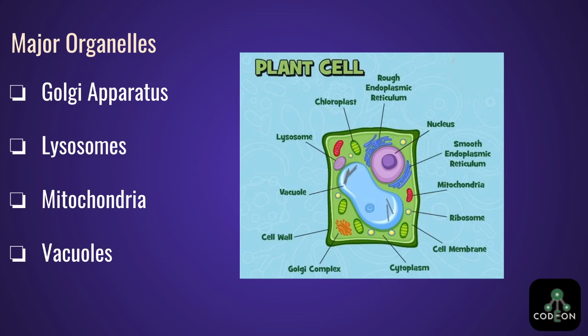And then in this picture, in the middle of the plant cell, we see vacuoles. So this is going to be a large membrane-bound storage organelle responsible for the storage of water and other substances. So in this case, for a plant cell, it's going to be responsible for storing water. This is called a contractile vacuole.